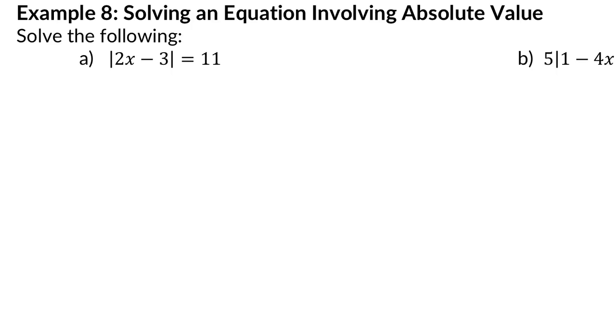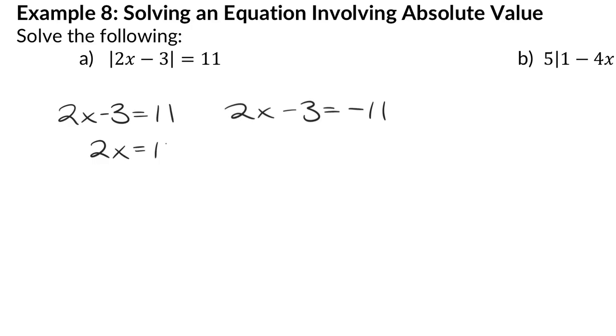We isolate the absolute value bars. Are these absolute value bars isolated? Yes, they are the only term on its side. So we immediately go to the separate. And what I mean by separate is we're going to solve the regular equation, 2x minus 3 equal to 11. And we're also going to solve 2x minus 3 equal to negative 11. Isolate, separate. Now we solve.